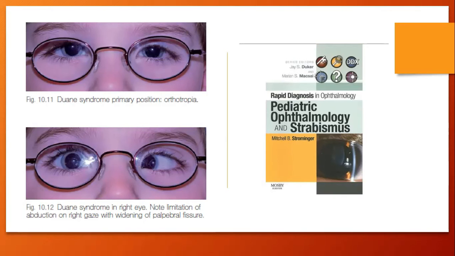So this is the primary position, and if you notice the comment, it is exactly orthotropia. This is because this is a strabismus book. Kanski is a general ophthalmic book, not a specialized book. So they wrote straight eyes, but it is better to say orthotropia. Okay, let's say this is the first sign. We have another sign in the top photo.